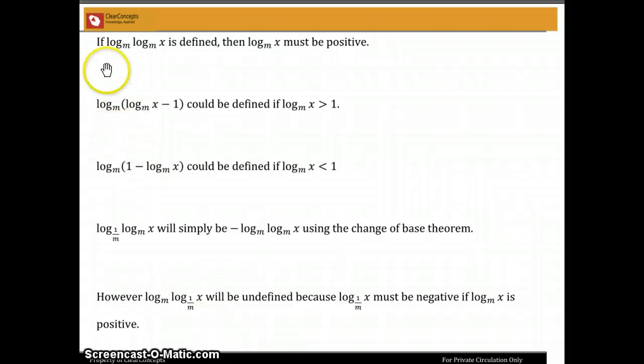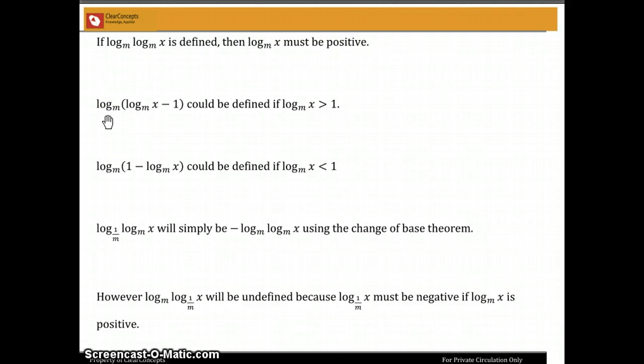So what this means is that if log to the base m of log to the base m of x is defined, then this internal logarithm must be positive. Otherwise, the outside logarithm will not exist. Now, if that is the case, then let's consider the options.